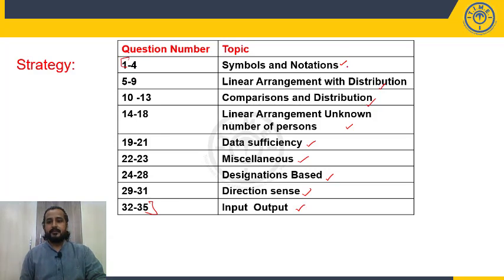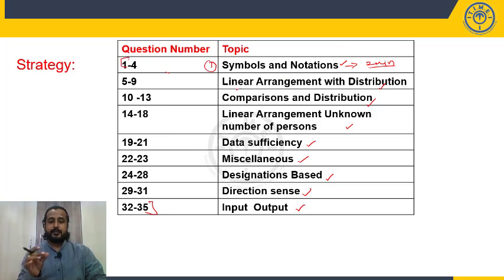The first area is inequalities, which takes less time and gives more marks. As 4 questions are given, the maximum time we may spend is 2 minutes. The first preference I am going to give to symbols and notations, inequalities, because the 4 questions are equal to one puzzle and in 2 minutes you will be able to complete them. So don't miss this in the exam.